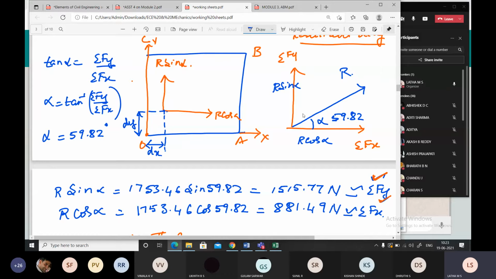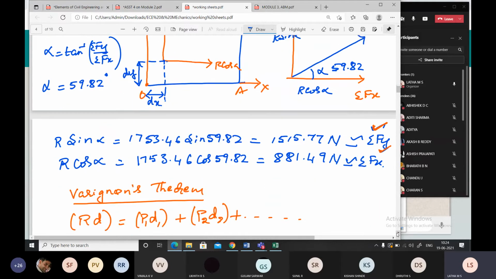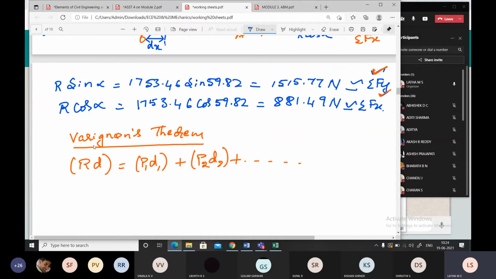I cannot take the resultant as it is. The resultant is inclined. I have to resolve it, take the resolved components, and calculate the linear distances dx and dy. So accordingly, I should apply Varignon's theorem. If it is still confusing, please wait, another one or two steps and you'll understand. So now I have to apply Varignon's theorem.